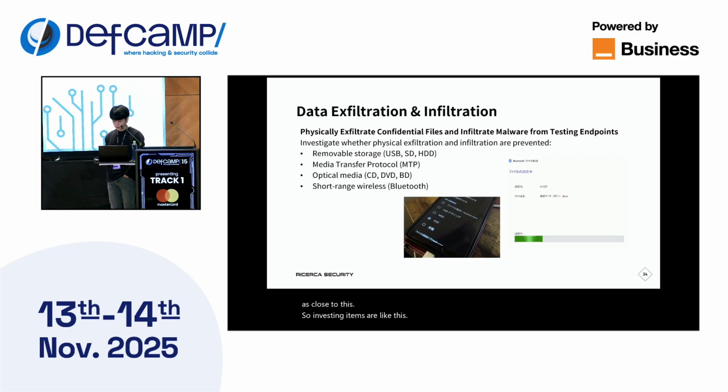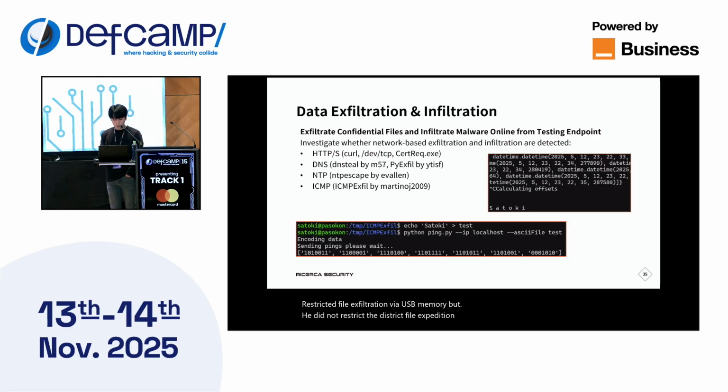So, in the investigation of physical exfiltration and infiltration, we investigate whether physical exfiltration and infiltration are prevented by the following means: removable storage such as USB, SD, or HDD, media transfer protocol, optical media such as CD, DVD, or Blu-ray disc, and short-range wireless like Bluetooth. As shown in the screenshot, one product restricted file exfiltration via USB memory, but it did not restrict file exfiltration via Bluetooth.